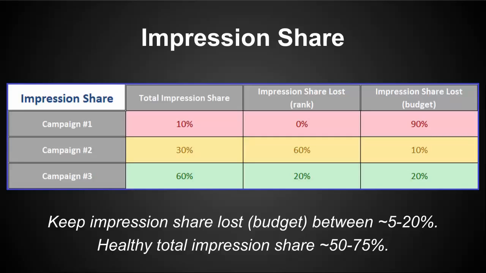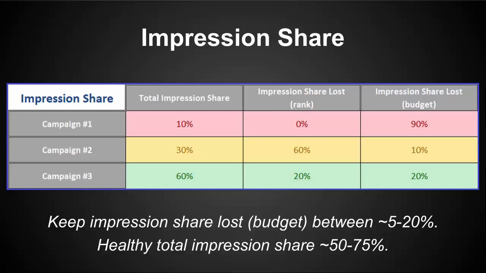In campaign number two here, you can see that the total impression share is at 30%, and that it's losing a lot of its impression share to rank. There's two reasons that you can lose impression share to rank. One of them is quality score, and the other one is your bid. The bid is pretty obvious. If you bid higher, you mitigate losing impression share to rank. If you bid $2 and another guy bids $3, he's going to beat you. That's pretty simple.